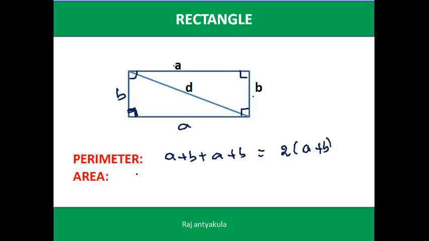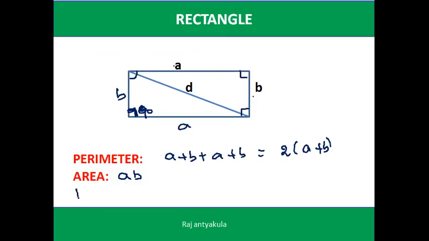Area of a rectangle. Area of a rectangle is simply A into B. Actually, it is AB sine theta. Here this value is 90, and sine 90 value is 1. So area of a rectangle is AB.